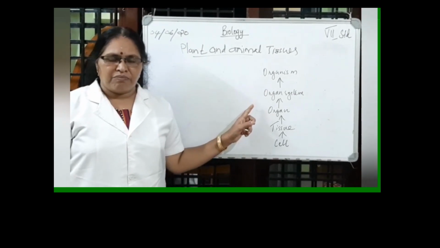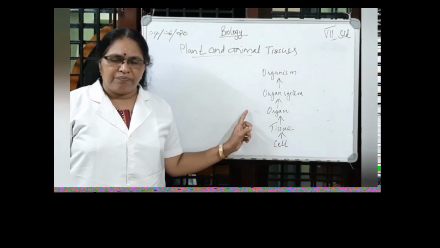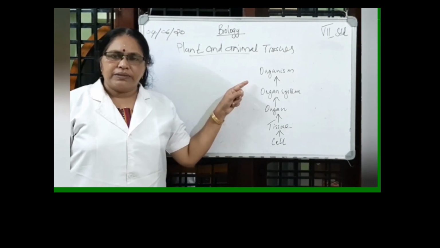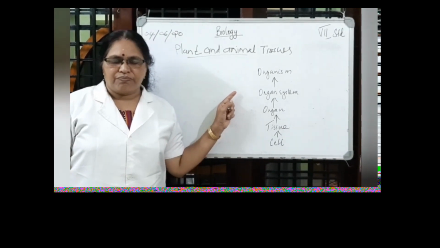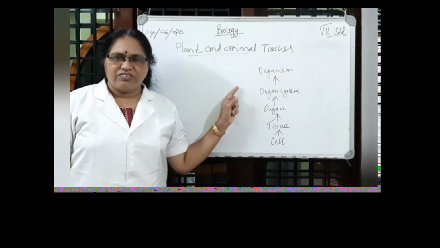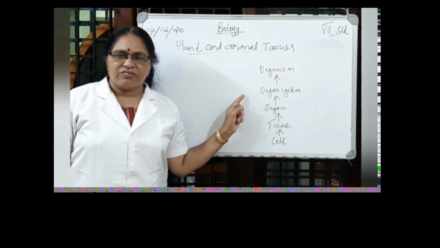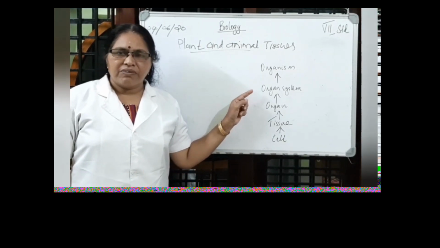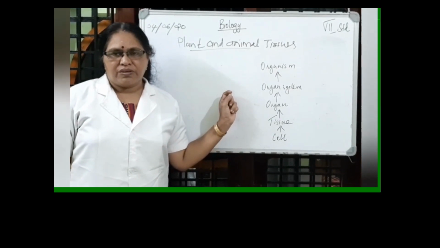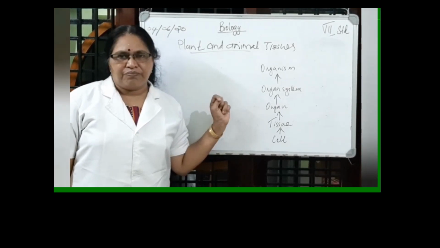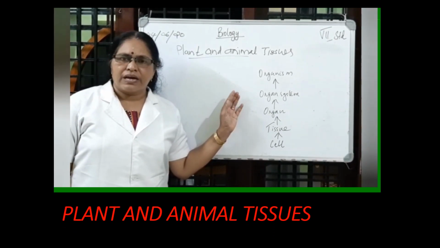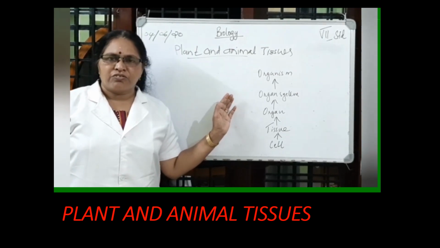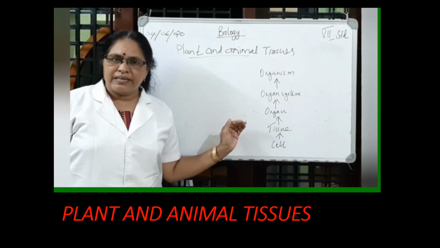Let us take an example, the human body. In the human body, you know there are many organ systems such as the digestive system, respiratory system, circulatory system, etc. We can take one of the organ systems, for example, the digestive system. In the digestive system, there are many organs that you have studied last year, for example, stomach, intestine, like that.